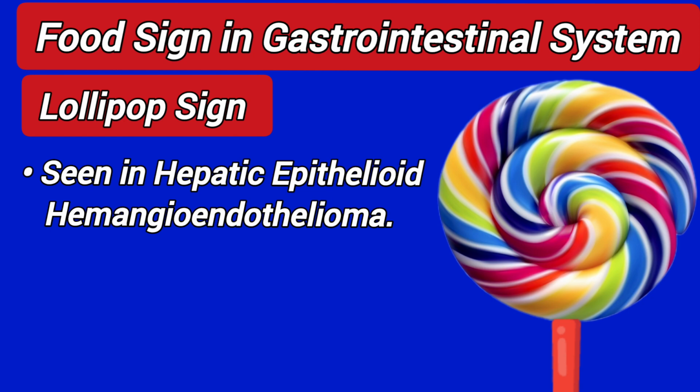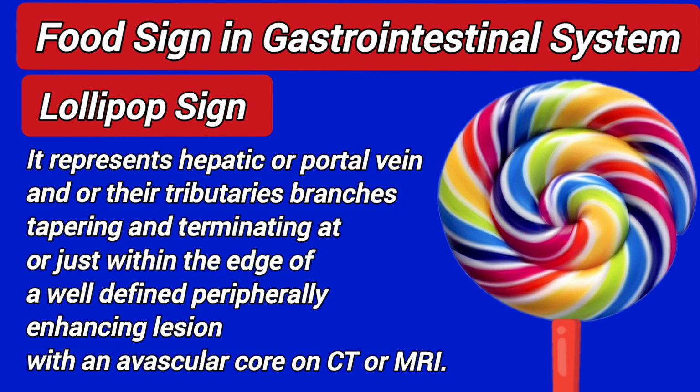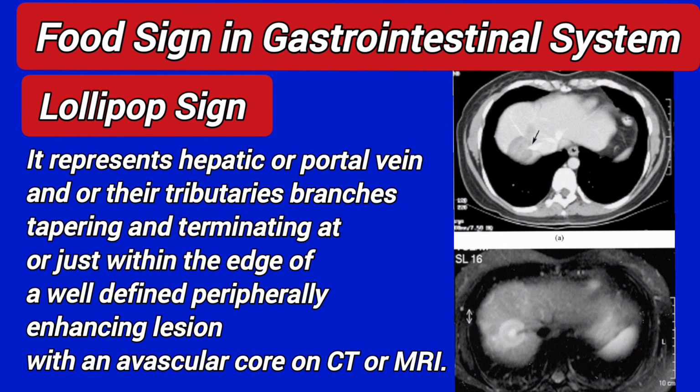Lollipop sign. The lollipop sign is seen in hepatic epithelioid hemangioendothelioma. It represents hepatic or portal vein and/or their tributary branches tapering and terminating at or just within the edge of a well-defined peripherally enhancing lesion with an avascular core on CT or MRI.